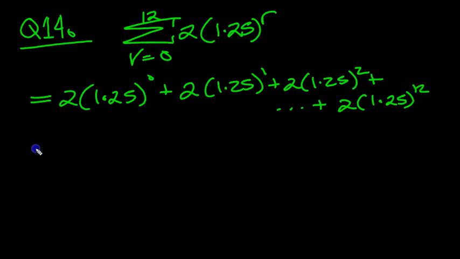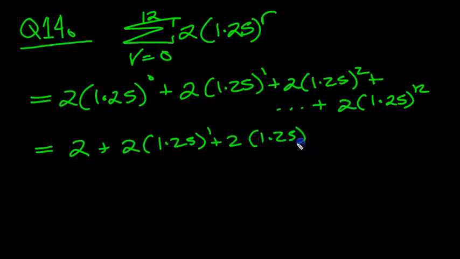Okay, so what have we got? We've got 2. 1.25 to the 0 is 1, so 2 times 1 is 2. Then we've got 2 times 1.25 to the 1. I'll just write a couple more terms here: 2 plus dot dot dot plus 2 times 1.25 to the 12. So we can clearly see it's a geometric progression then, can't we? Because we've written it down in the customary form.